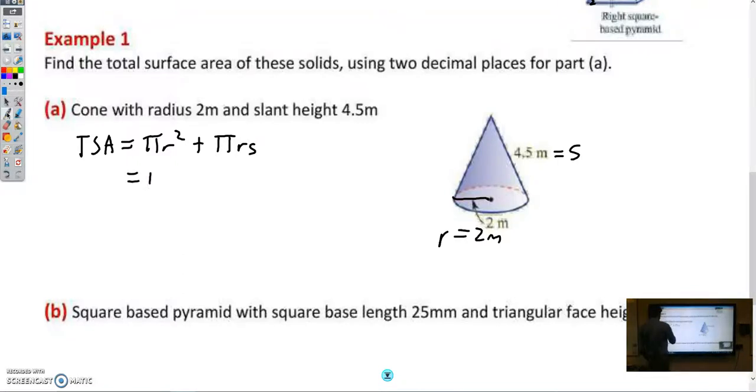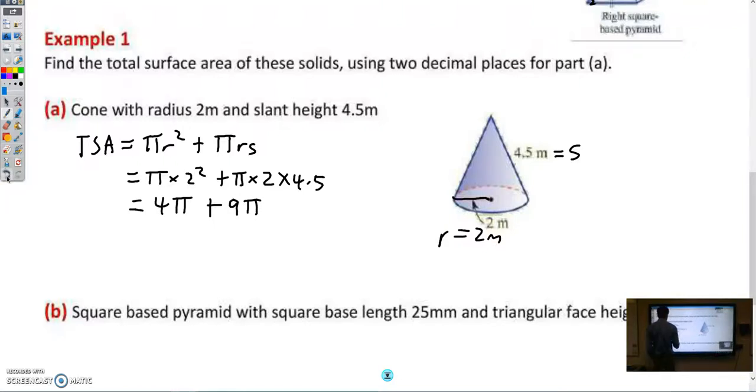So, our formula becomes pi times 2 squared plus pi times 4.5 times 2. I do apologize, I'll do those in the order that they are written. So our radius is 2 and our slant height is 4.5. Now I can simplify this to make life a little bit easier. 2 squared is 4, so this is 4 pi plus 2 times 4.5 is 9. So your 4 pi plus 9 pi equals 13 pi.